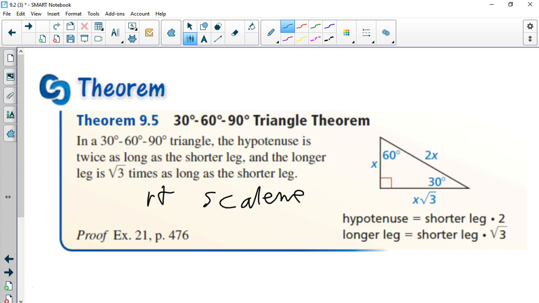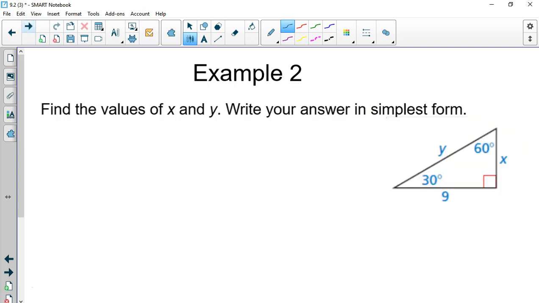Now, you always want to start with the shorter side if possible, or get to the shorter side, because everything is based off that. The hypotenuse is double the short side, and the long side is the short side times radical 3. Obviously, if we're going to the short side, we would divide by 2 or divide by radical 3. So here we go.